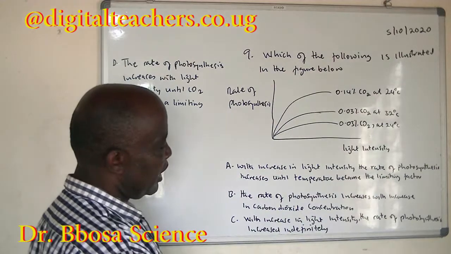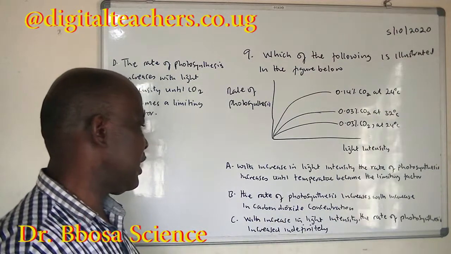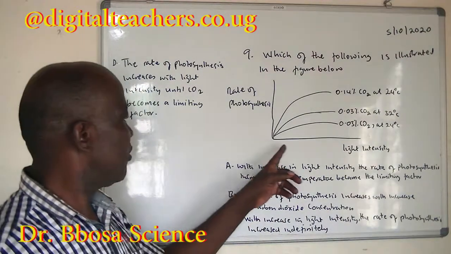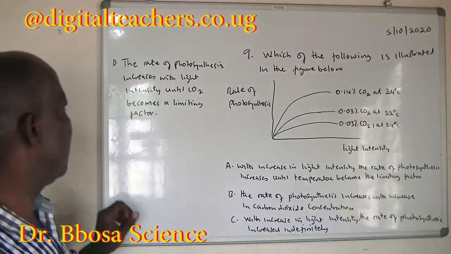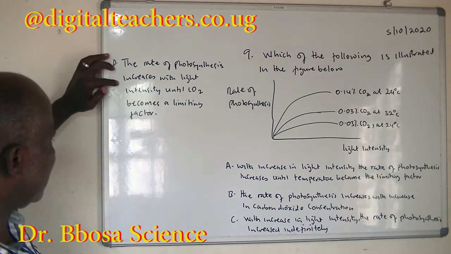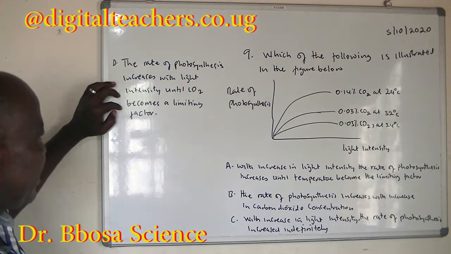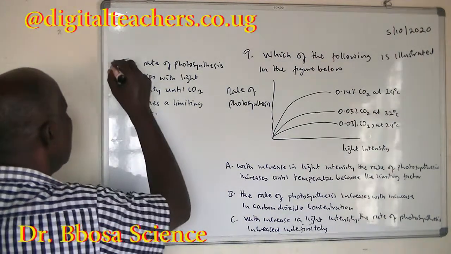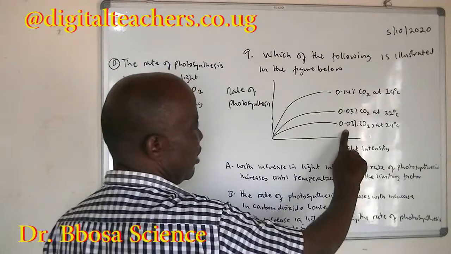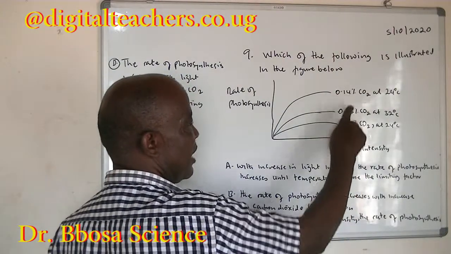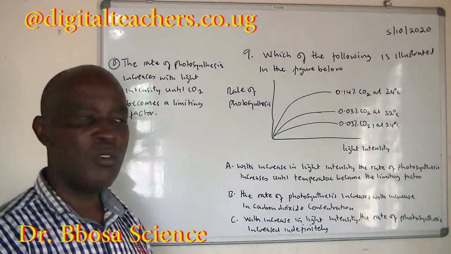See, with increase in light intensity, the rate of photosynthesis increases indefinitely. No, because when the light intensity was increased, the rate of photosynthesis increased and then leveled off. D. The rate of photosynthesis increases with light intensity until carbon dioxide becomes a limiting factor. I think the answer is D, because when carbon dioxide was increased from 0.03% to 0.1%, you can see a dramatic shift in the rate of photosynthesis.